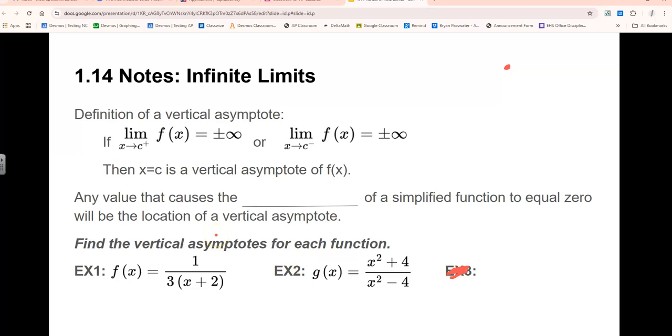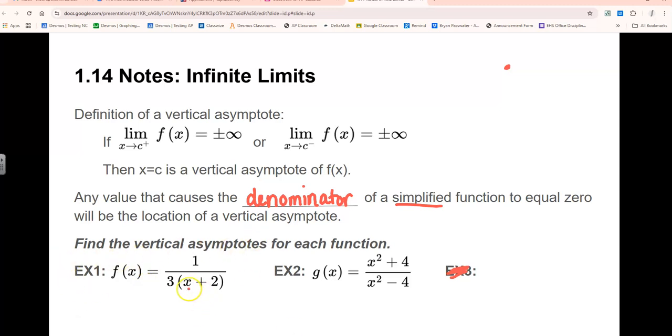So, we are in general looking for any value that causes the denominator of a simplified function to equal 0. Once it's been simplified, if the denominator still equals 0, then that's your vertical asymptote. The simplified part is because if you have things on top and bottom that cancel out and simplify, what have you got at that point? You've got a hole in the graph.